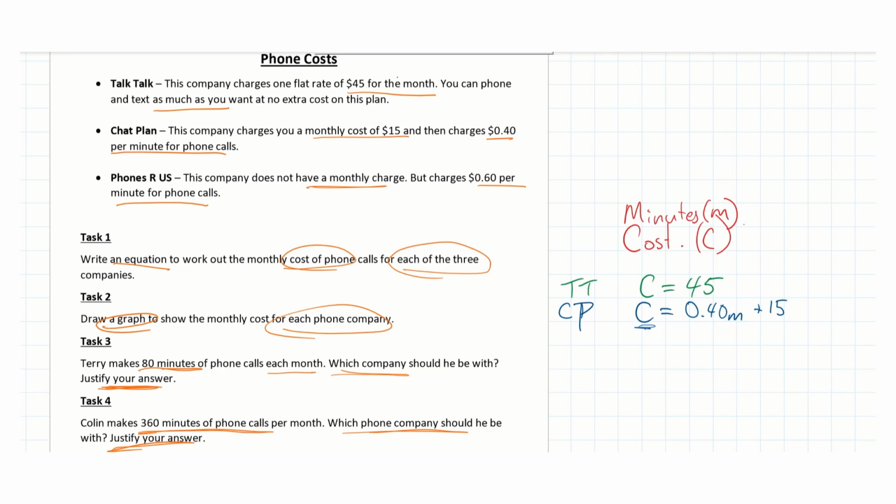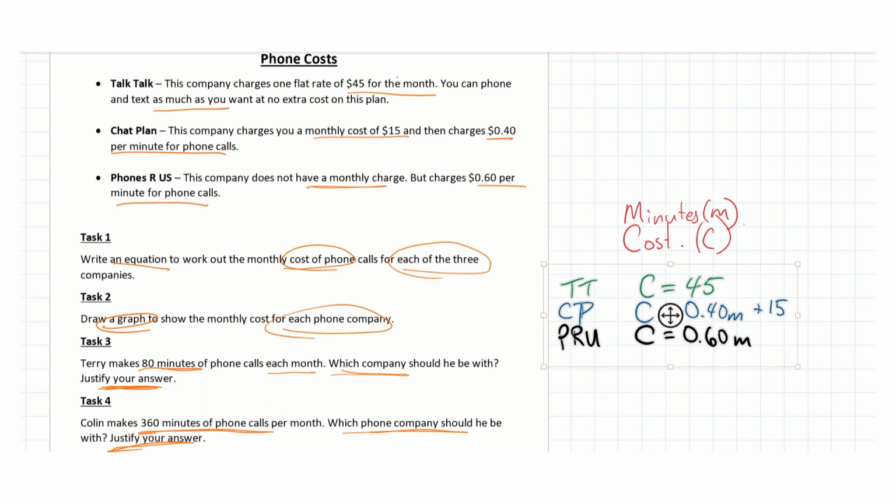Every minute I speak, I will be charged 40 cents, and then at the end of the month, I get charged $15 just because I'm a customer. Finally, we have Phones R Us. What is the cost here? Well, it's 60 cents per minute for phone calls, so 0.60 m plus nothing. We don't have a monthly charge, so we don't have to add anything.